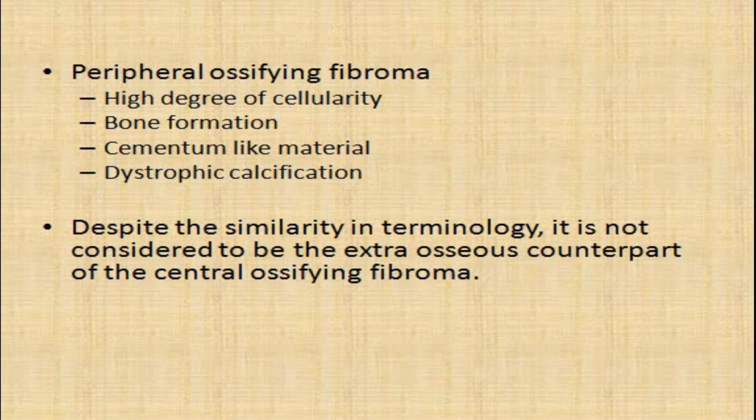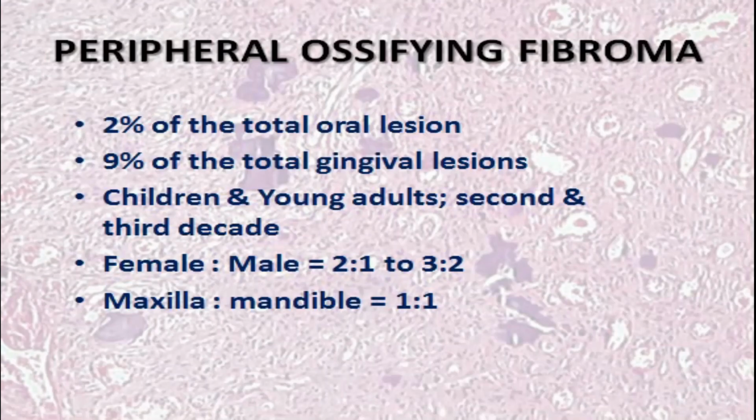The reason why is central ossifying fibroma is a true neoplasm. This is a reactive lesion. 2% of the total oral lesions comprised peripheral ossifying fibroma. 9% of the total gingival lesions that we have enumerated earlier comprised of POF.